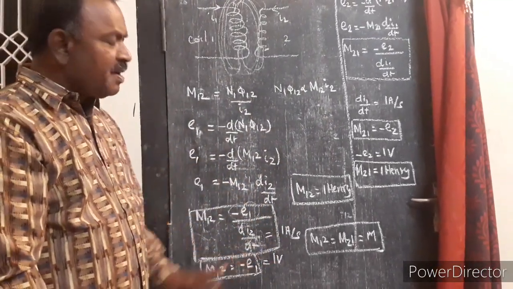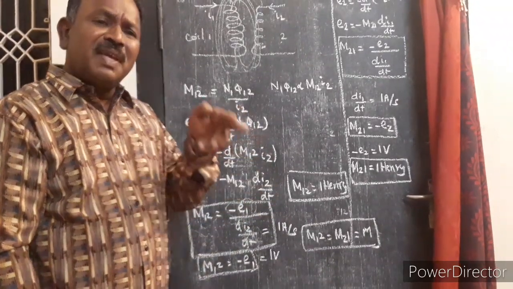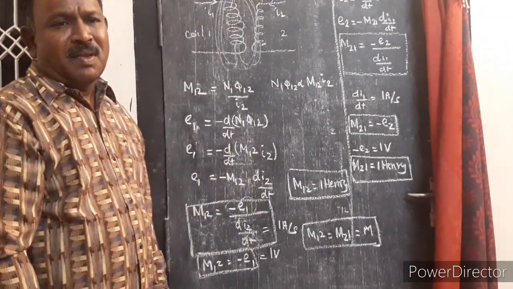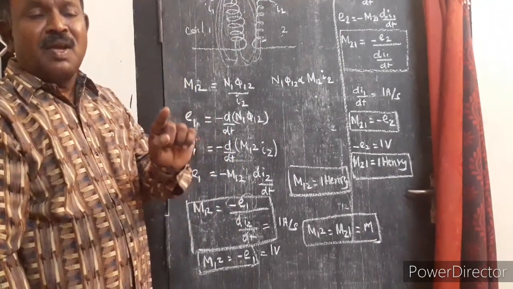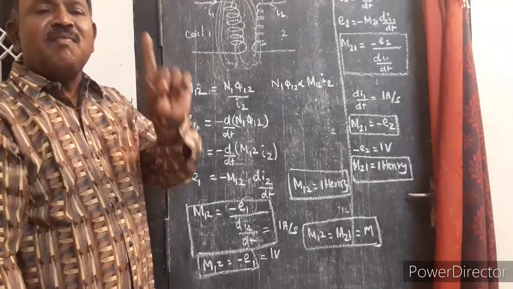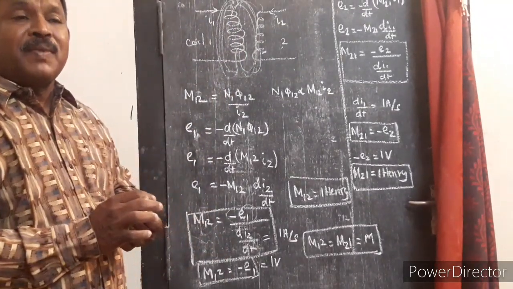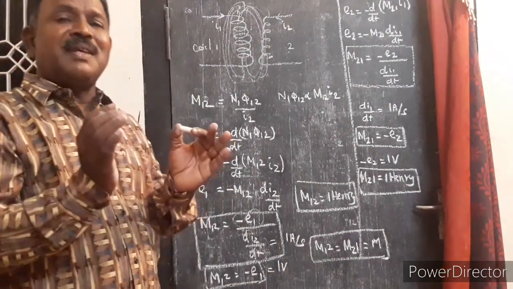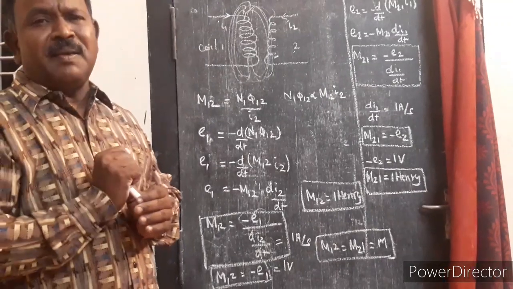Henry, how can we define Henry? Henry is defined as the mutual inductance of a given pair of coils. When the rate of change of current in one coil is 1 ampere per second, it induces an opposing EMF of 1 volt. In other words, I can say the mutual inductance of a given pair of coils is 1 Henry.